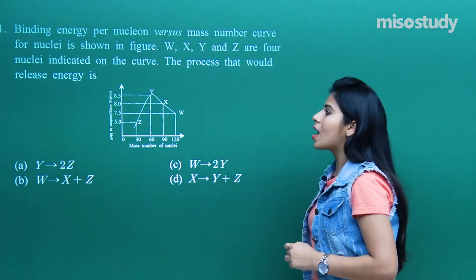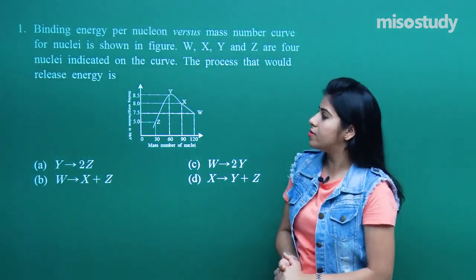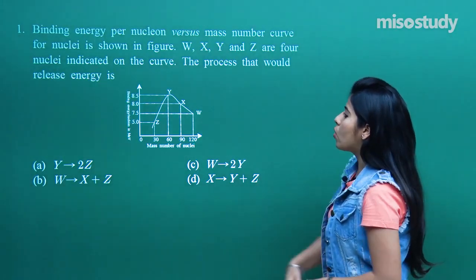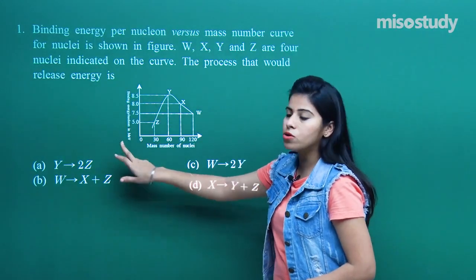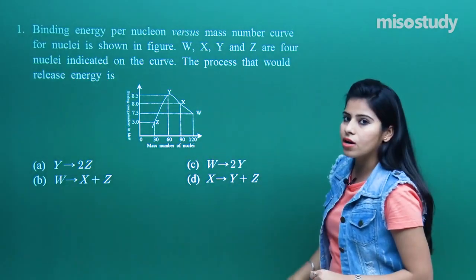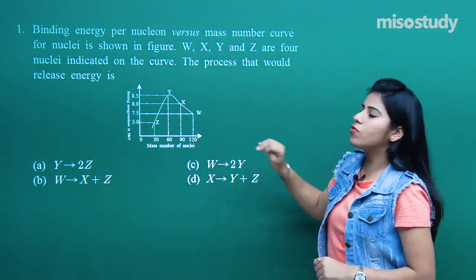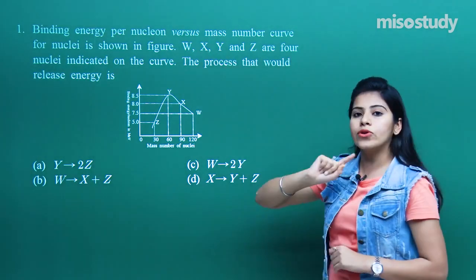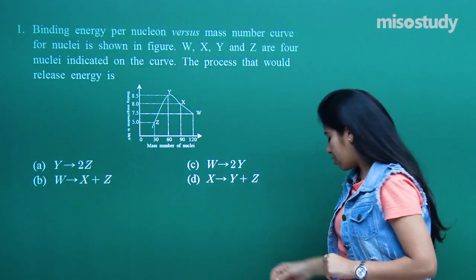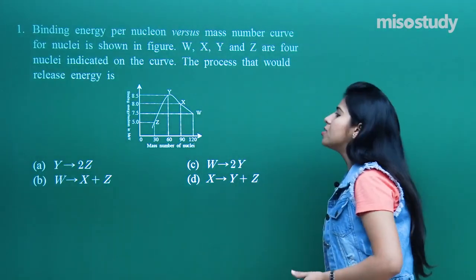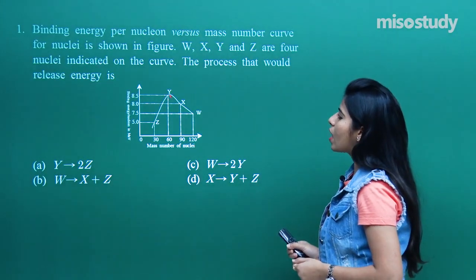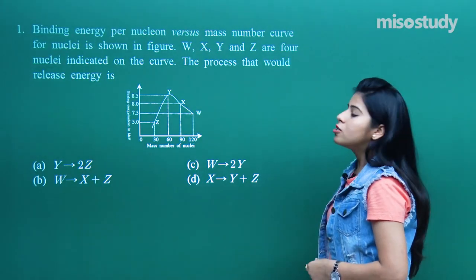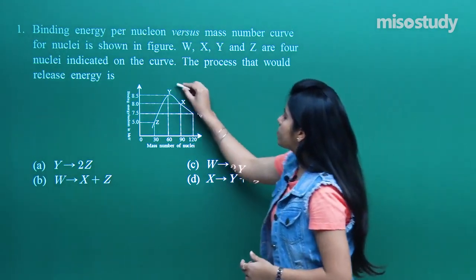We have our question number 1 before us. We have the binding energy per nucleon versus the mass number curve. We can see this graph over here, and W, X, Y and Z are 4 nuclei indicated on the curve. Let me just point it out for you. You can see this is Y, this is Z, this is X and this is W.